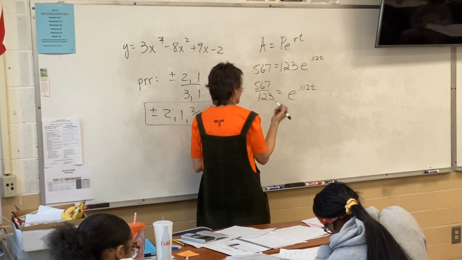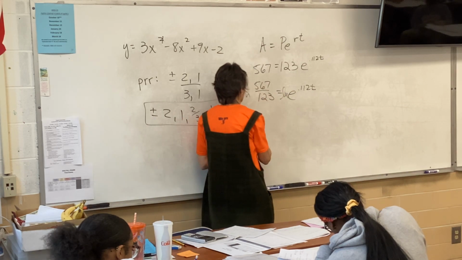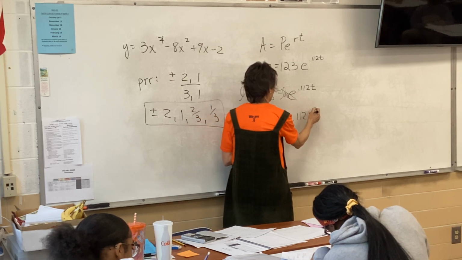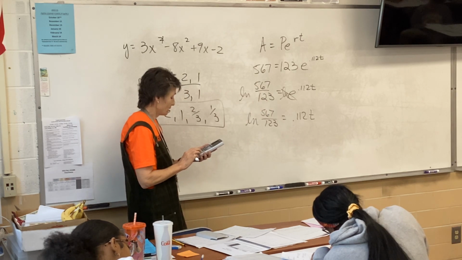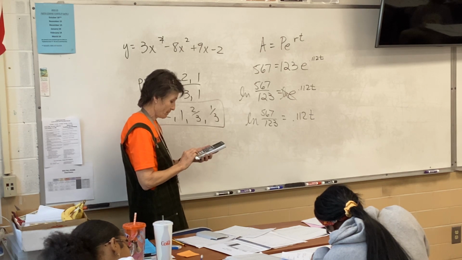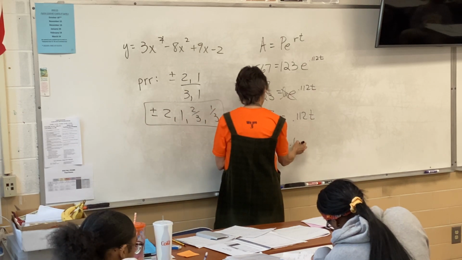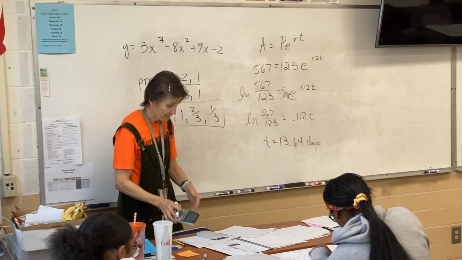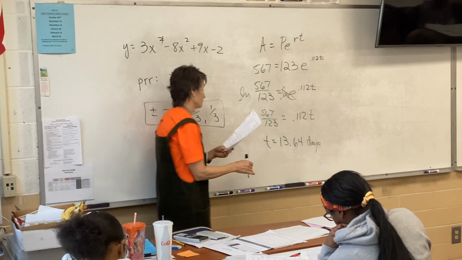Now it looks like one we already did. What are we gonna do now? ln both sides. You get 13.64 days. And again, I'm rounding randomly because I didn't put any directions on here.